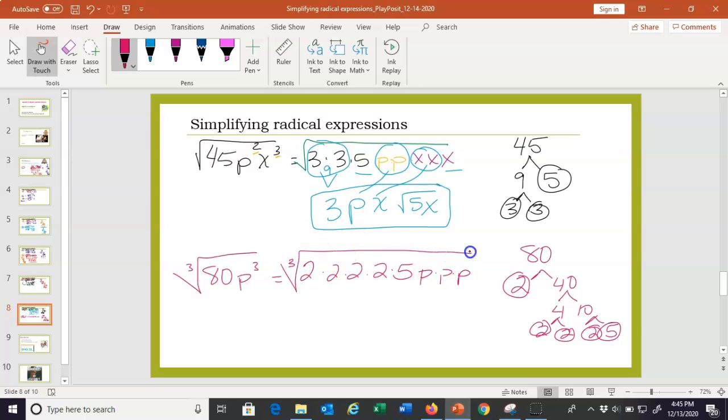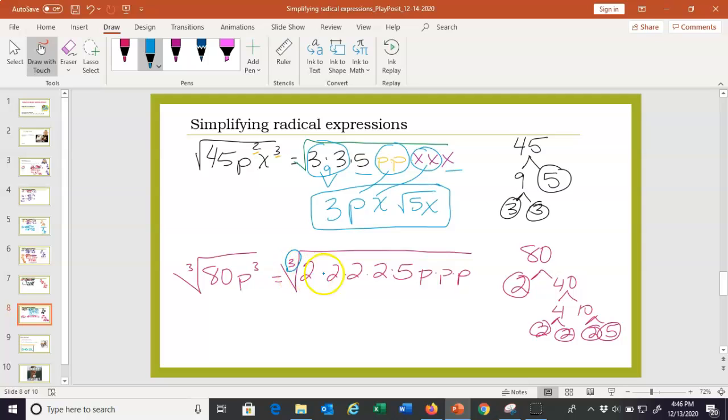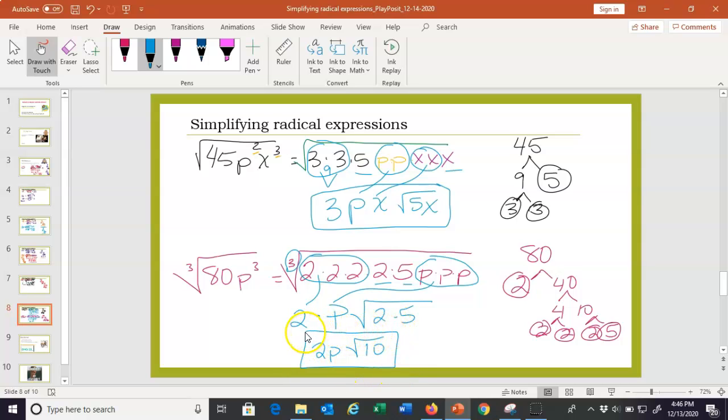Cube root. So instead of looking for pairs of items, now we're looking for groups of 3 because it's a cube. So here's 3 2's. That 2 will stay. That 5 will stay. Here's 3 p's. Cool. So we found a group of 3 2's. One comes out. And then we found a group of 3 p's. One comes out. And we're left with whatever is underneath the 2 and the 5. There we go. So you're going to see this written as 2 times 5 is 10. You can go ahead and combine those. There we go.